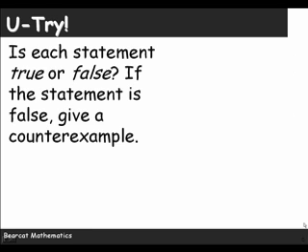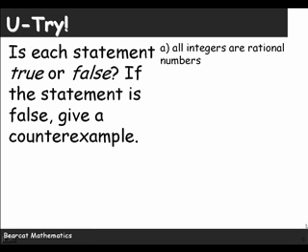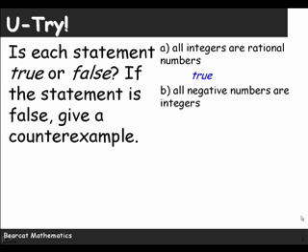Is each statement true or false? If the statement's false, give a counterexample. Well, let's see. All integers are rational numbers. Well, all integers, let's see. 5's an integer. Can I write that as a fraction? Sure, just put a 1 on the bottom, 5 over 1. Or I could put 10 over 2. That's the same as 5. It's not reduced, but it is the same as 5. Therefore, I can write it as a fraction. So yeah, that's true.